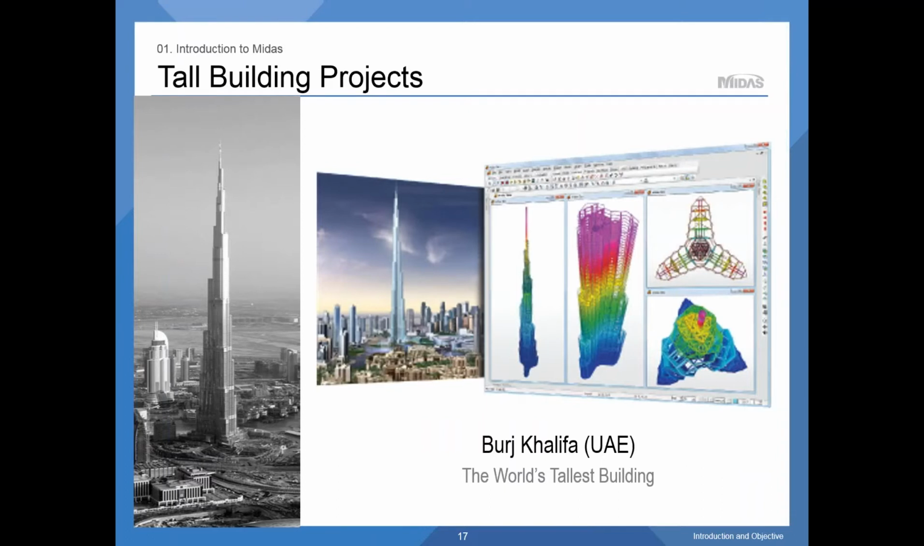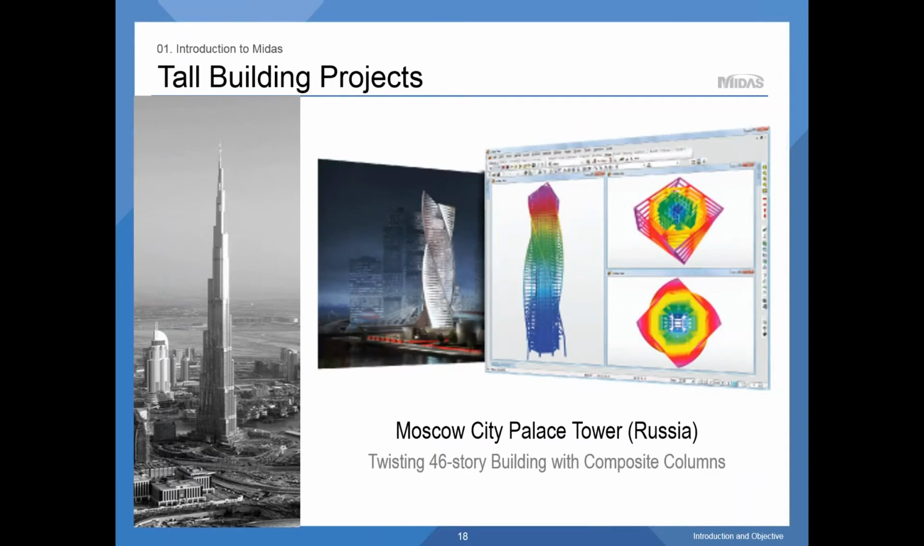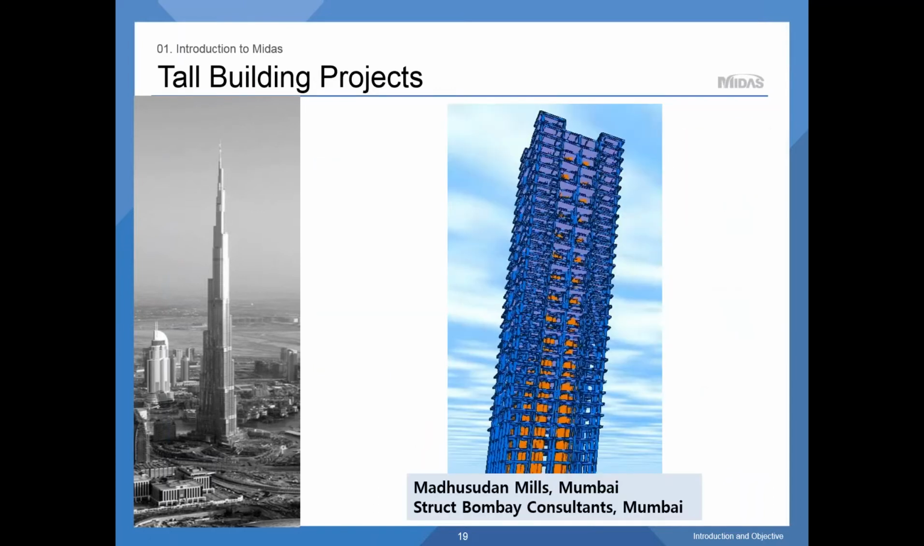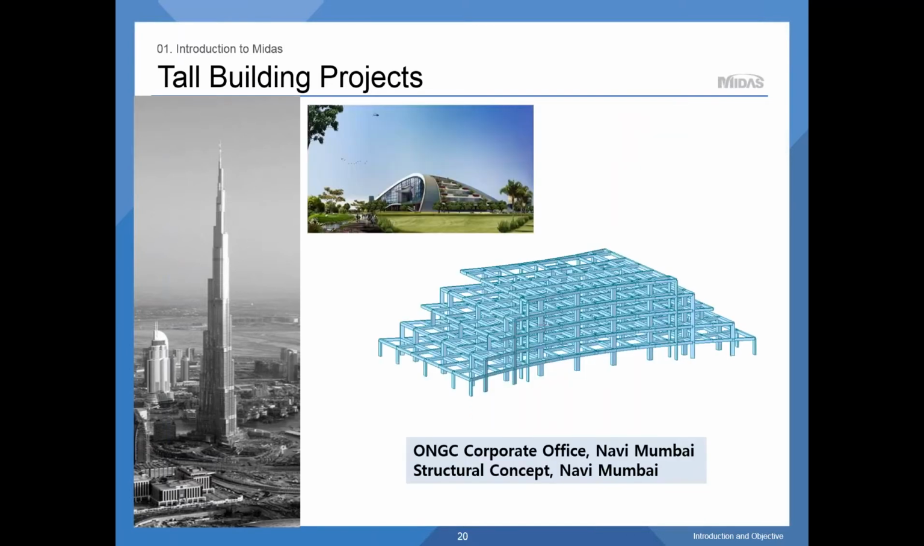Well, let's get into the various project applications where Midas Gen has been used. As I mentioned earlier also, it is Burj Khalifa, the world's tallest building. They have used it for column shortening effect. And Moscow City Palace Tower, Russia. This is basically a 46-story building with composite columns. And Madhusudan Mills, Mumbai. This is a project application in India done by Struck Bombay Consultants.